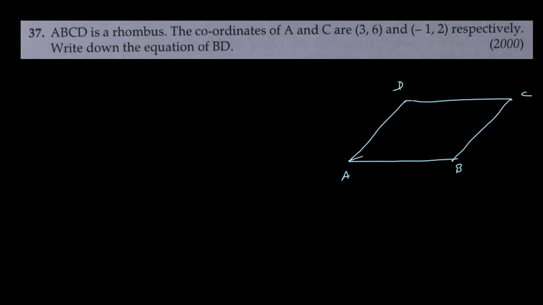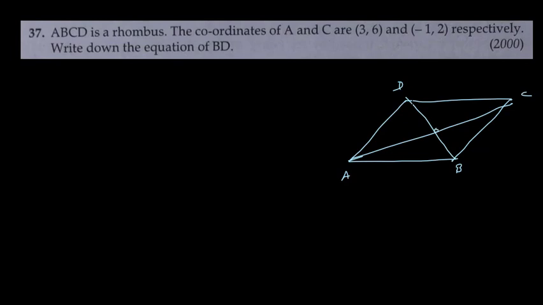Now the next question is: ABCD is a rhombus. The coordinates of A and C are (3, 6) and (-1, 2) respectively. Write down the equation of BD. Here the coordinates of A and C are given and ABCD is a rhombus. So again for a rhombus also you get the same property. What is the property? That the midpoint of AC is the same as the midpoint of BD.